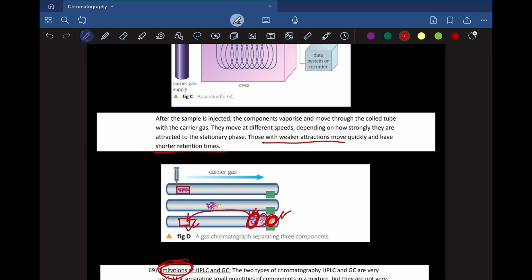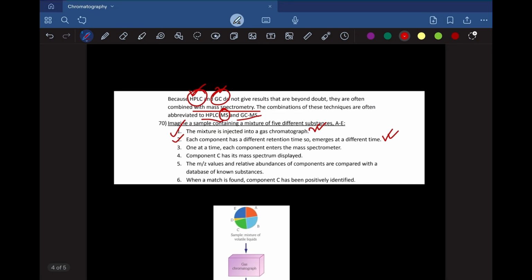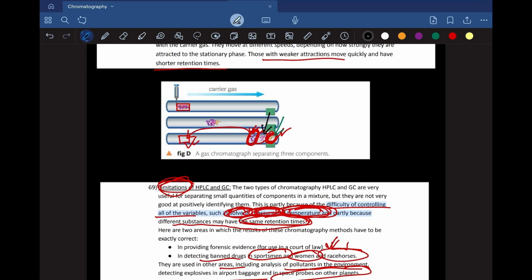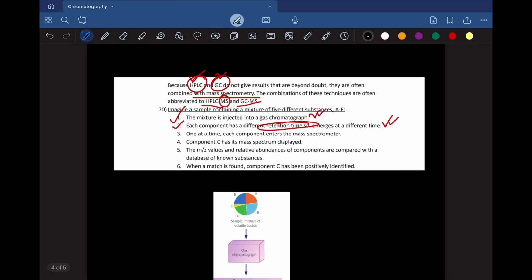One is ahead of the other one, right? Everyone is at different places. That's why all three of them will have different retention times. Let's say this one will take 3 seconds, whereas this one will take 5 seconds and this one will take 8 seconds to be detected, right?